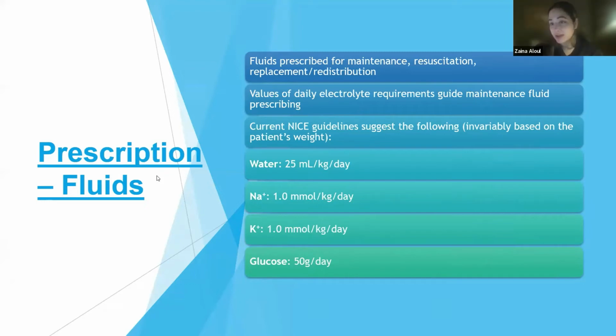For maintenance, that's just replacing someone's normal physiological need, and usually matches the daily electrolyte requirements, which NICE guidelines suggest is 25 ml per kilogram for water, 1 millimole per kilogram per day for sodium and chloride, and then 50 grams per day for glucose. If you go on to the next slide.